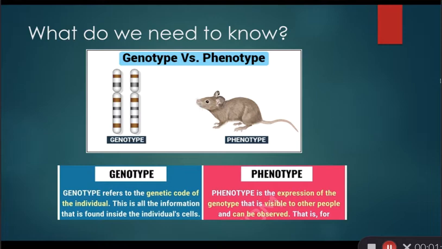This leads to our next topic, which is phenotypes. That is how we see each other. That is the genetic code expressed. So our phenotype would be, for example, if I see one of you guys has brown hair. That brown hair is the expression of that genotype, and that is your phenotype.